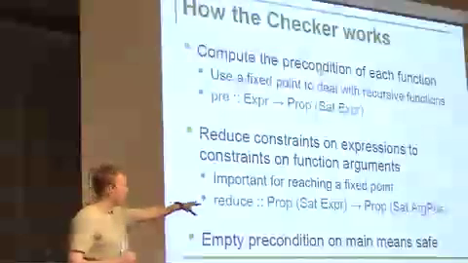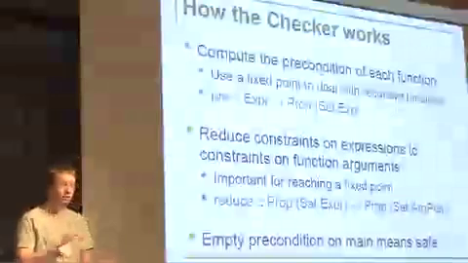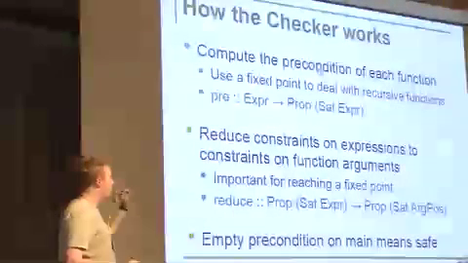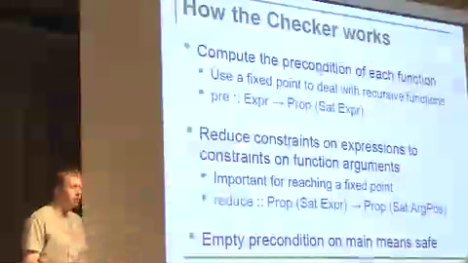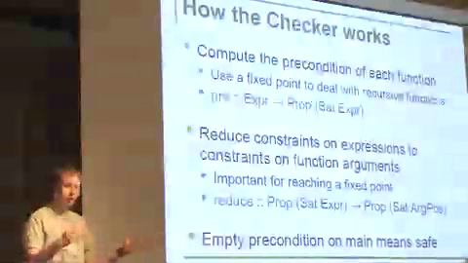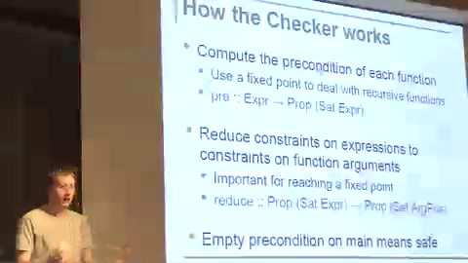So we reduce a proposition of constraints on expressions to a proposition of constraints on arguments. And once you've done this, a proposition of constraints on arguments, free variables, there are a finite number of free variables in the term, so you can start to see how that's slightly more practical to find a fixed point over it.